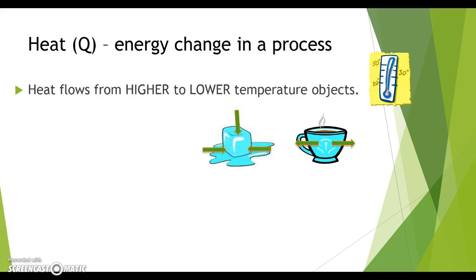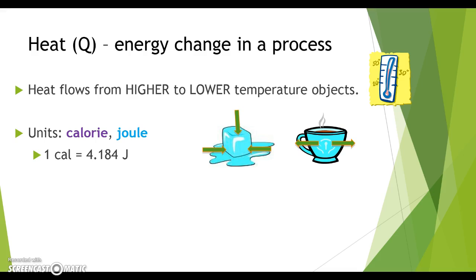Similarly, if you leave a hot cup of coffee on the counter, it will eventually cool down because the heat from the cup of coffee dissipates out into the environment. Heat can be measured in two units, in calories or joules. 1 calorie is defined as 4.184 joules of energy. These are both ways to communicate energy, just in different units.